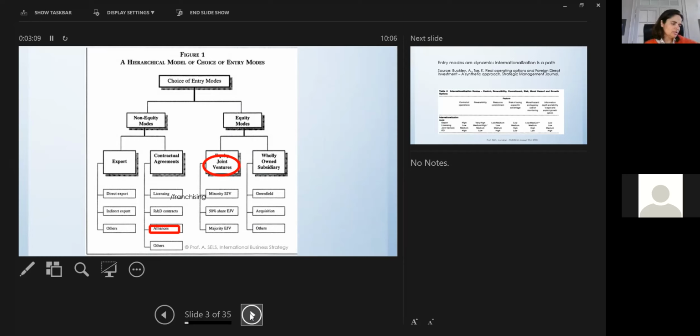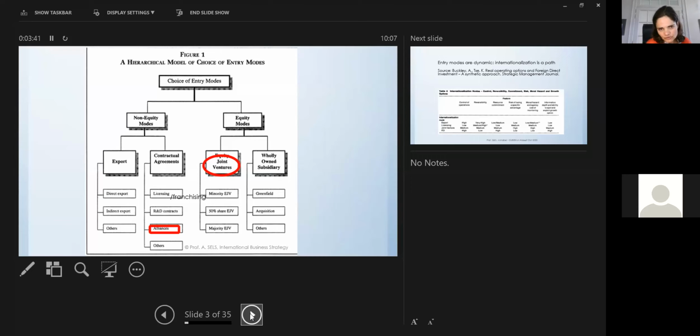So non-equity is then split into purely export and purely contractual. And equity modes are then split into joint ventures and wholly owned subsidiaries, right? So depending on the percentages of equity that you take. Now, the background idea of this structure is that there are some determinants of the first stage, non-equity and equity, determinants that don't play a role in the next decisions.